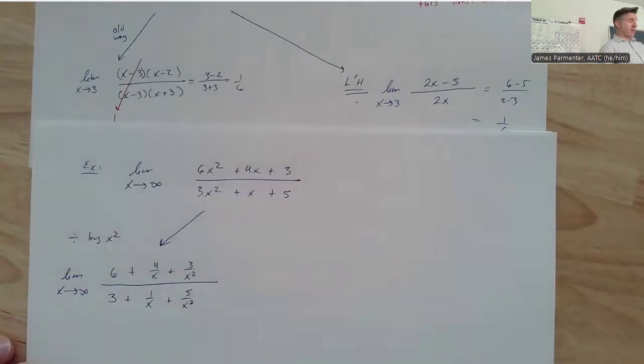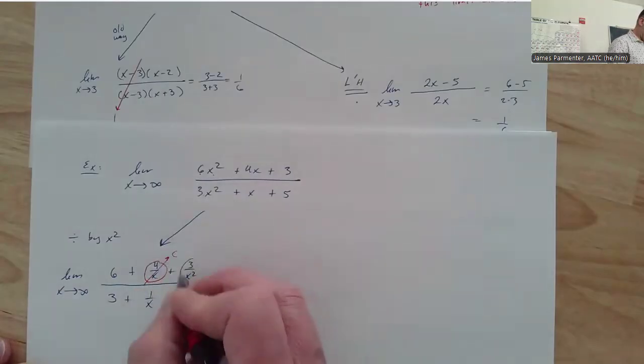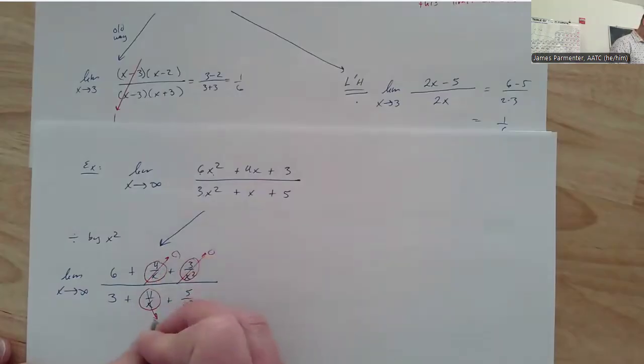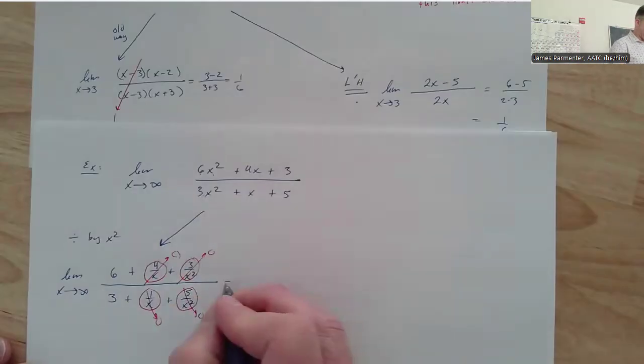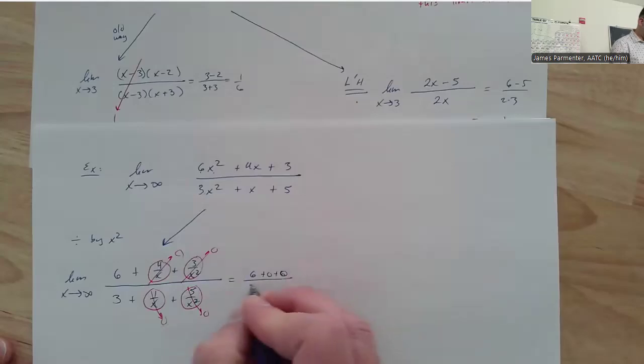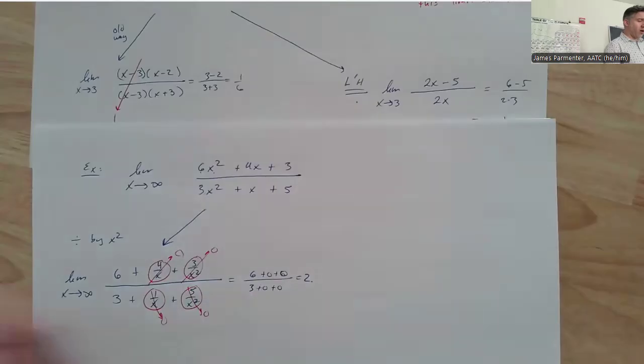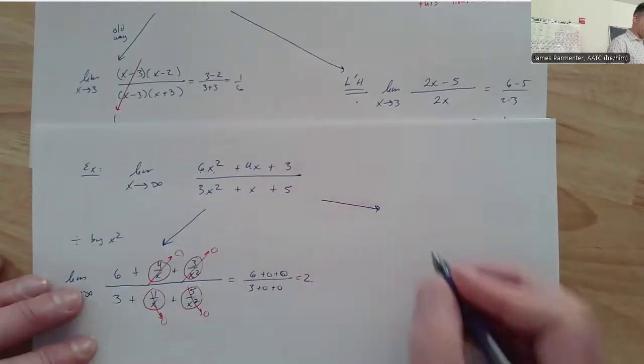And then as x gets really, really big, this part goes to 0. This part goes to 0. All the parts we were dividing by x to some power go to 0. So we're left with 6 plus 0 plus 0 over 3 plus 0 plus 0, which is 2. Or L'Hopital's rule.